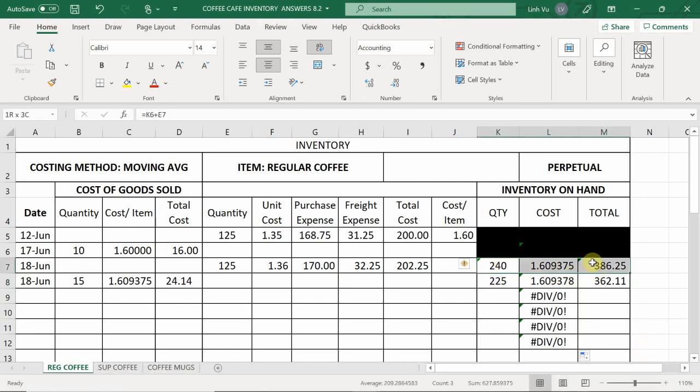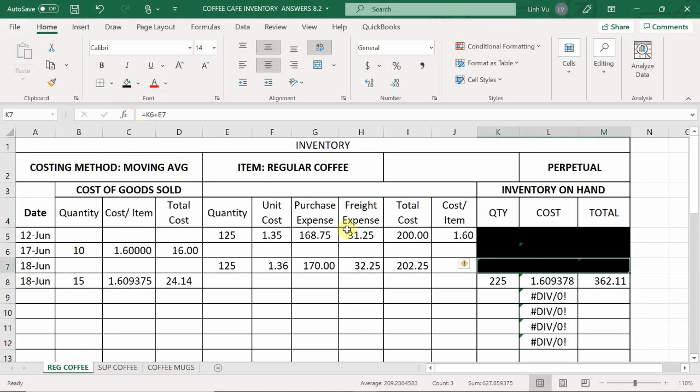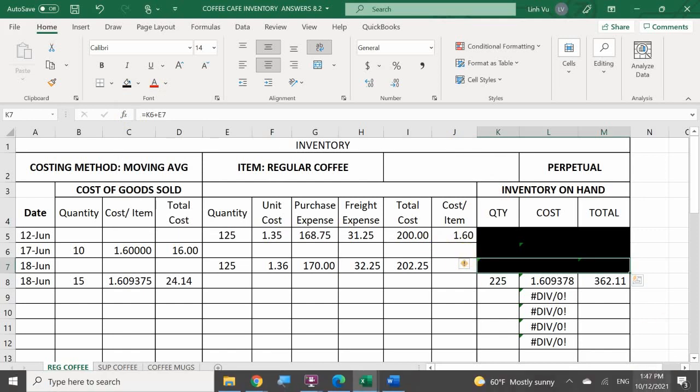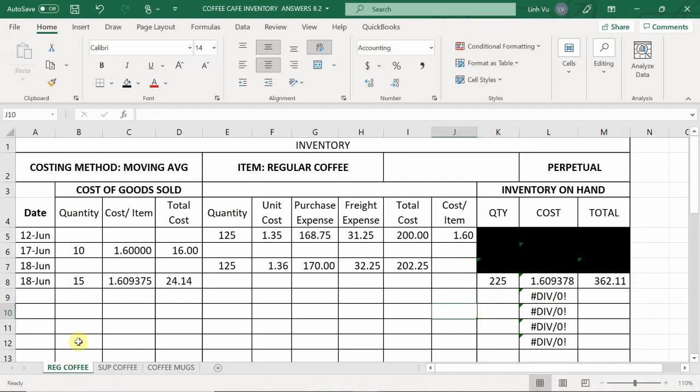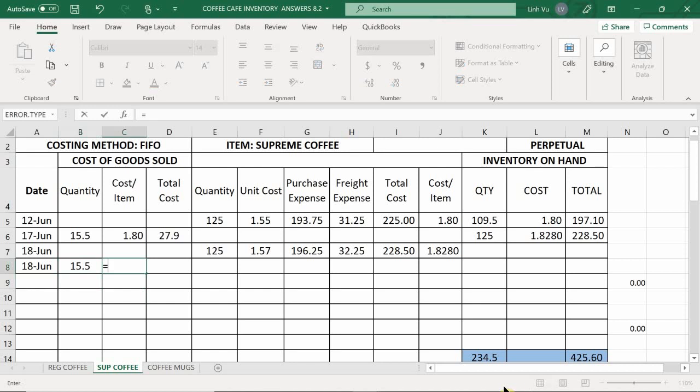So from here, that's it. I'm going to block this part off because we no longer have this information anymore, right? We changed it. All right, because now we have 225 pounds available at 362.11. Okay. So let's go ahead and figure out this one over here, right? Because we sold 15.5 pounds, okay?